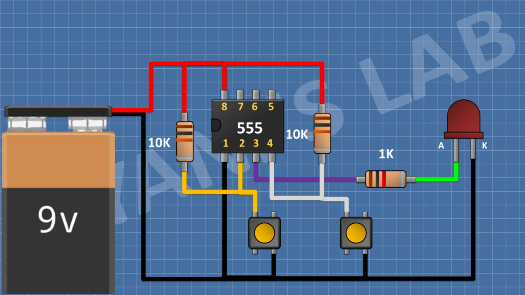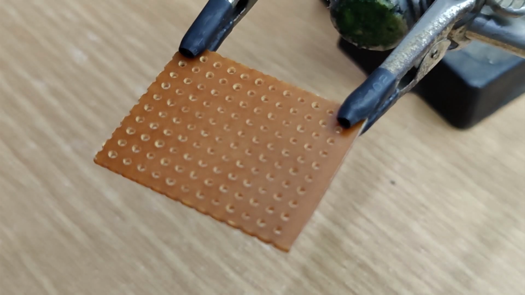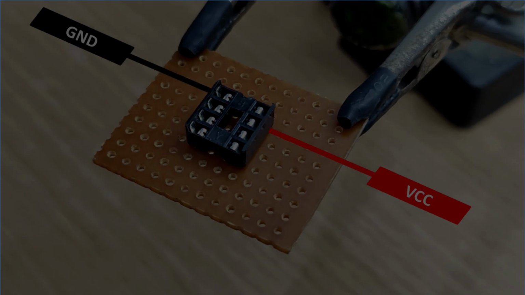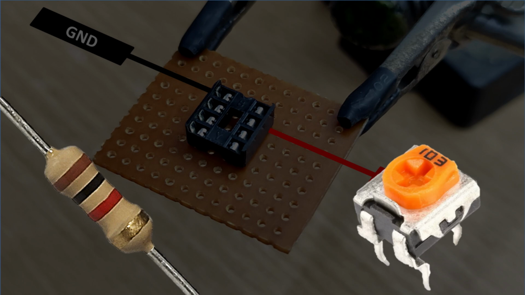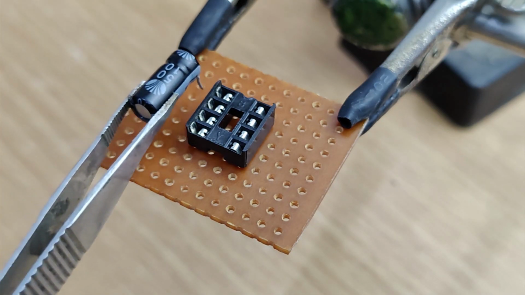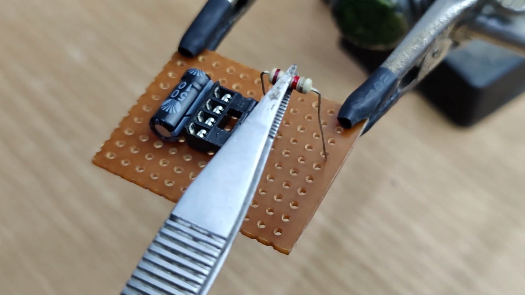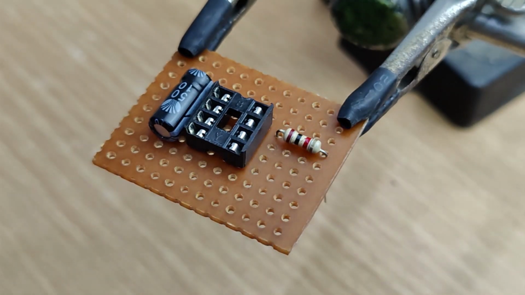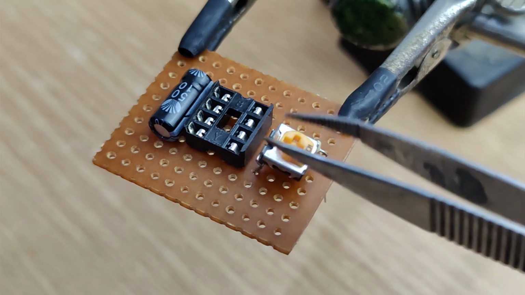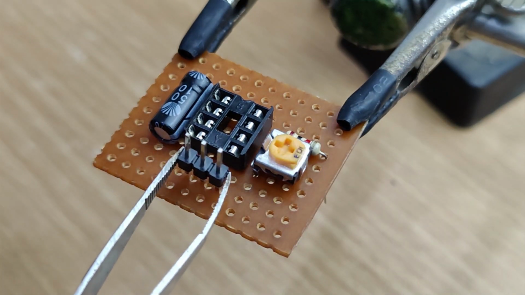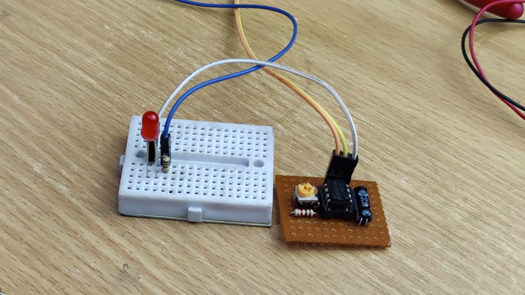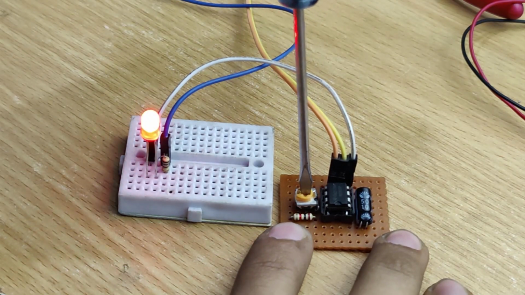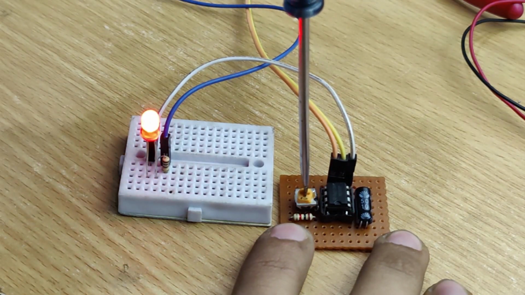Let's build a simple circuit using the 555 timer in astable mode to blink an LED. We connect pin 1 to ground, pin 8 to VCC, and use two resistors and a capacitor to set the timing of the pulse. And there you have it, a simple blinking LED circuit using the 555 timer. The LED blinks at a frequency determined by the resistor and capacitor values. You can change the resistor or capacitor to modify the blinking speed.